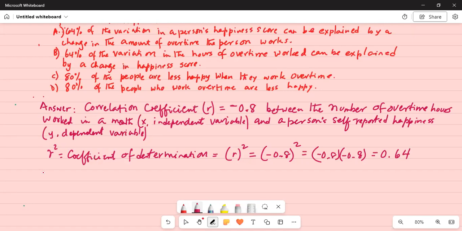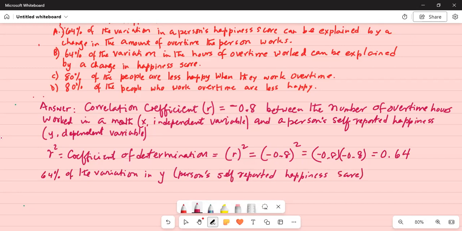What does it mean? It means 64% of the variation in Y, which in this case is person's self-reported happiness score, 64% of the variation in self-reported happiness score can be explained by a change in X, which is the hours of overtime worked.